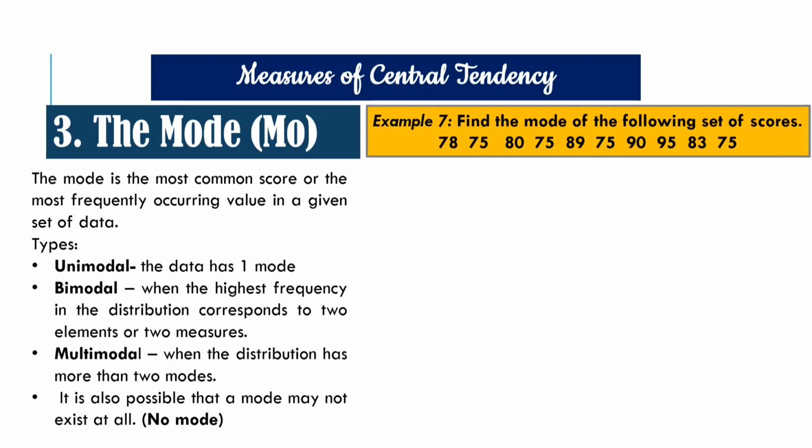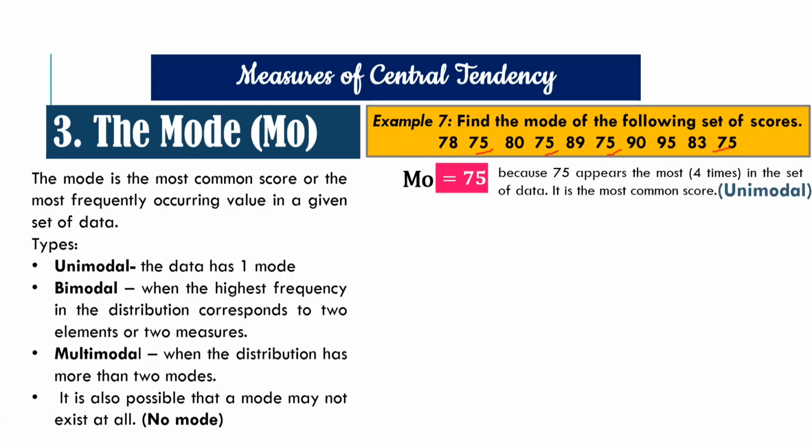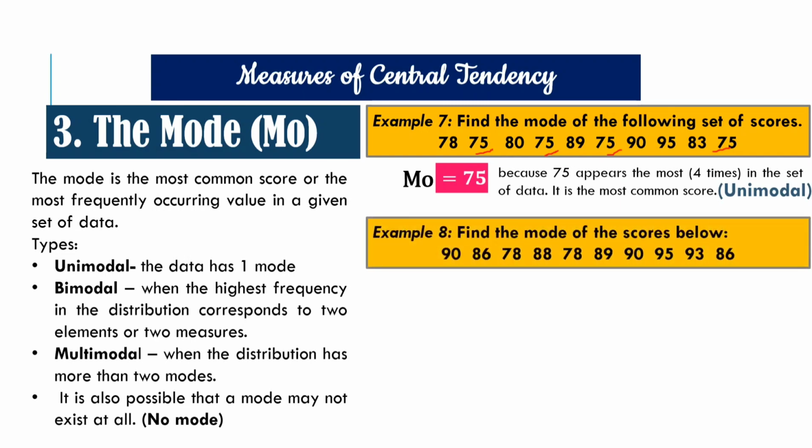Let us look at the following examples. Example 7, find the mode of the following set of scores. The scores are as follows: 78, 75, 80, 75, 89, 75, 90, 95, 83, and 75. So which among those scores appeared most frequently? The answer is 75, because 75 appeared 4 times. So the mode for example 7 is 75. Since it has only one mode, the type of mode is unimodal.